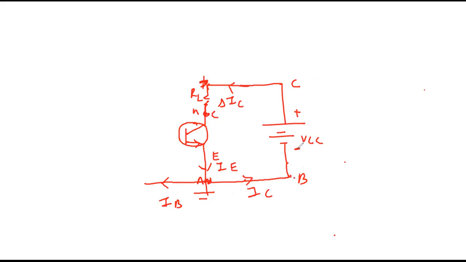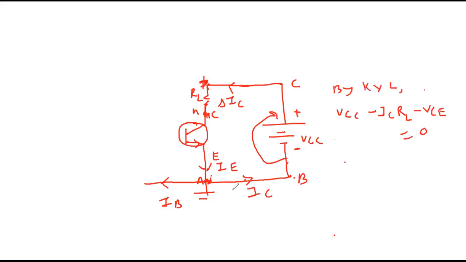B to C is a battery. Going minus to plus, we write plus. Now we are in the direction of current, so minus ICRL. Current flows from high to low, so plus to minus, minus voltage VCE, equal to 0. This is Kirchhoff's voltage law.